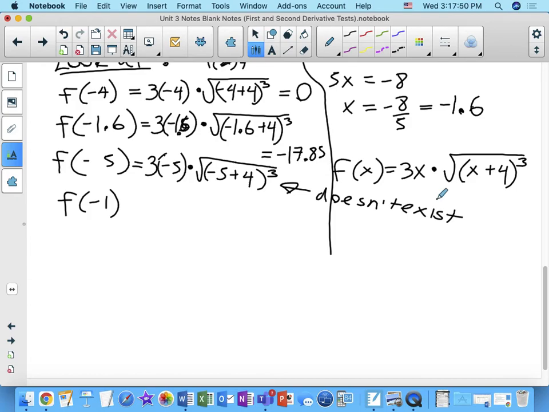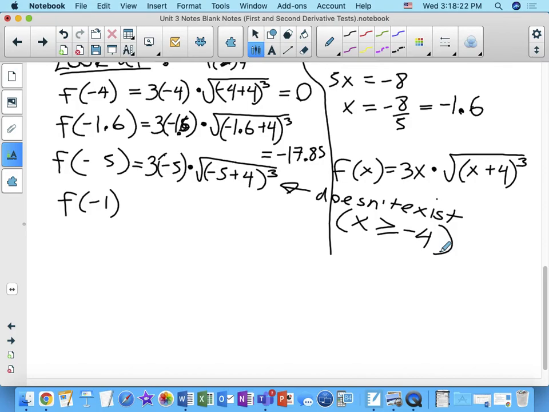Now this guy, what's going to happen here? 3 times -5 times the square root of (-5 + 4), cubed. Doesn't exist. This is outside of the domain of the function. So the interval that we're actually examining doesn't include the entire domain of the function. The domain only starts at x = -4, because if we take anything lower than -4, we're going to be taking the square root of a negative number. So x must be greater than or equal to -4. That's the domain of our function.